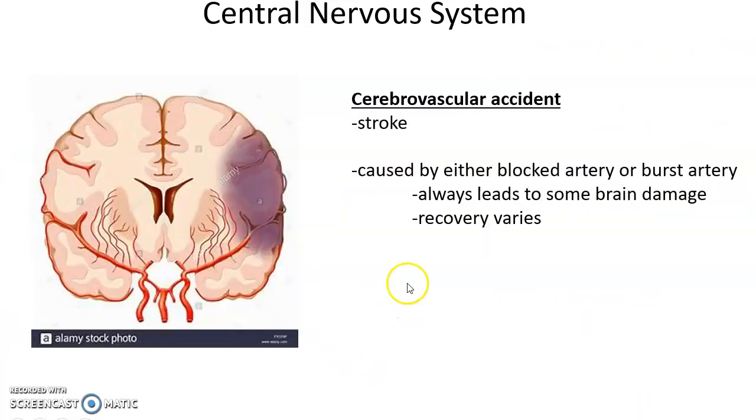Cerebral vascular accident is a stroke. That is when blood flow is blocked by a blocked artery, or blood flow doesn't arrive because an artery has burst. A stroke always leads to damage to the brain tissue, although there can be some amount of recovery. It'll never be 100%. So again, cerebral vascular accident, the official word for stroke.